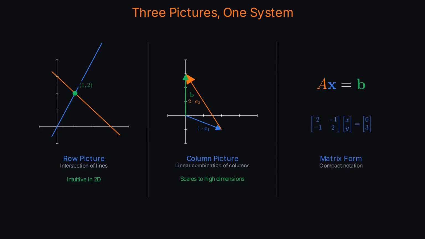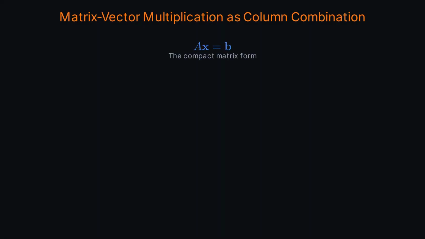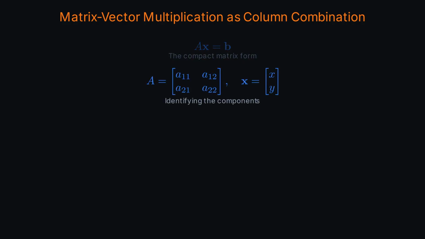Third, the matrix form, A times x equals b. This compact notation gives you computational power. Same system, same solution, x equals 1, y equals 2. 3 completely different geometric perspectives, all describing the same thing. One thing to notice, A times x equals b literally computes a linear combination of the columns of A weighted by the entries of x. Let me show you what I mean.